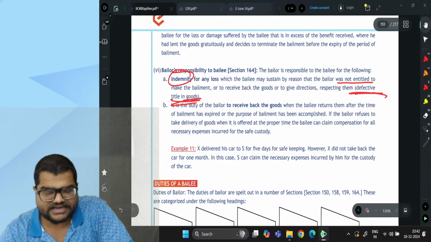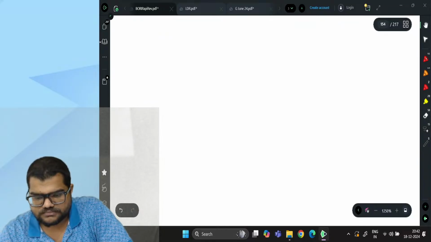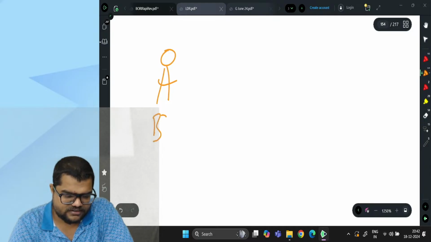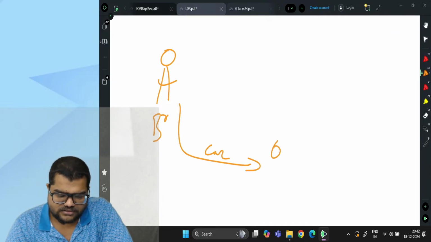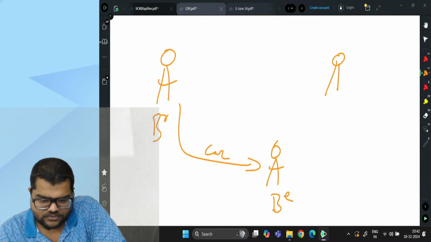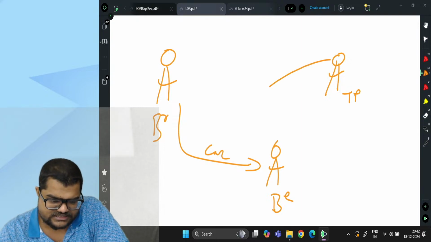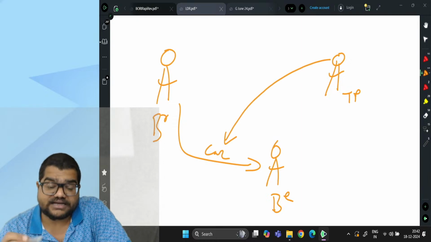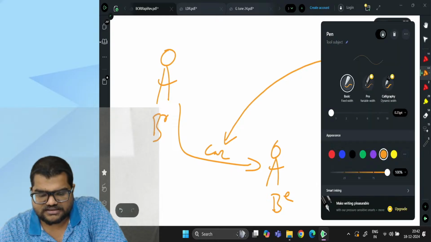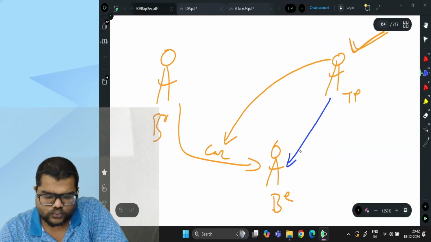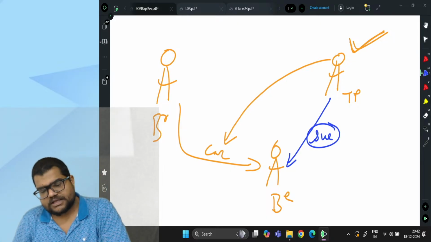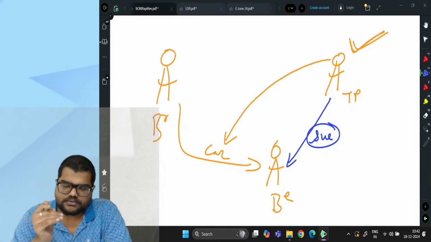I'll take an example. Suppose I, the bailor, gave my car to my friend who is the bailee. Now a third person sees this car and proves that it is his car. He will obviously sue my friend because the car was seen with my friend. So the third person will sue my friend.